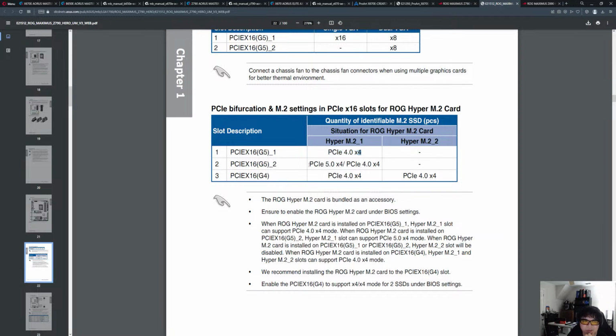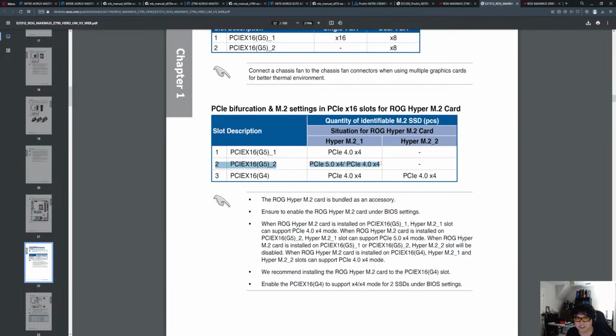Now, what I don't understand is why it does this in the second slot, because these both have enough lanes. This is very confusing. The only one that makes sense to me is this one. And even then, it doesn't make sense, because technically this should be 5.0 as well, unless it's some limitation with the card itself. I'm going to guess that it's a problem with the card itself.